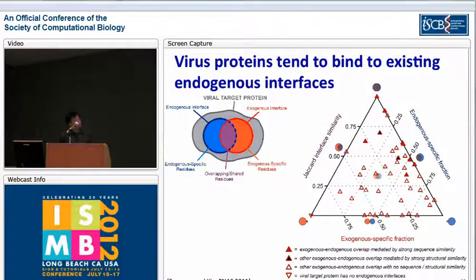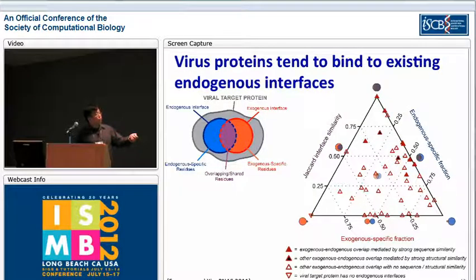It turns out, so here's a picture showing this big gray blob, which is the human protein targeted by a virus. And there are two different types of interfaces. The red interface is the part of the surface of the human protein targeted by the virus. This is the exogenous interface. The blue interfaces are the endogenous interfaces targeted by other human proteins. And then you can start to calculate, for example, the degree of overlap between these two types of interfaces and plot those statistics. So here is a triangle plot on top.